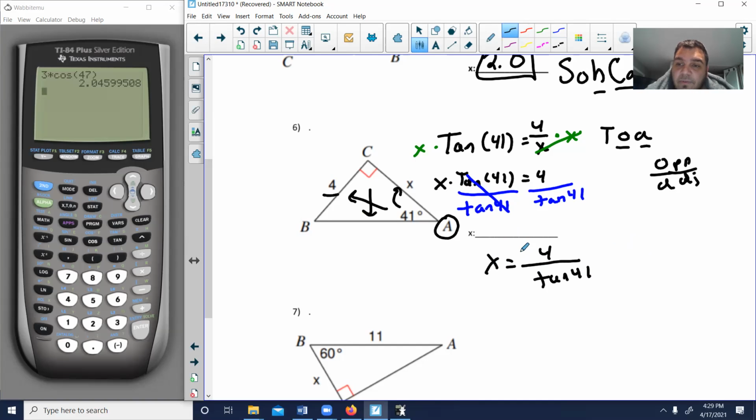Now, as x is by itself, I swing my head over to the calculator and do the calculation. 4 divided by tan 41, close parenthesis. Always close parenthesis to be safe. Even if you don't, you just look at the right answer, but you just want to be safe. I click enter. My decimal seems to be 4.6. So my answer is 4.6.